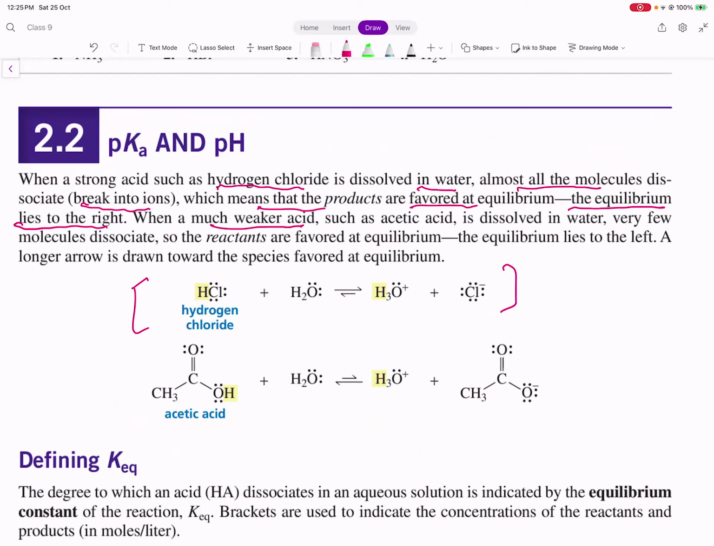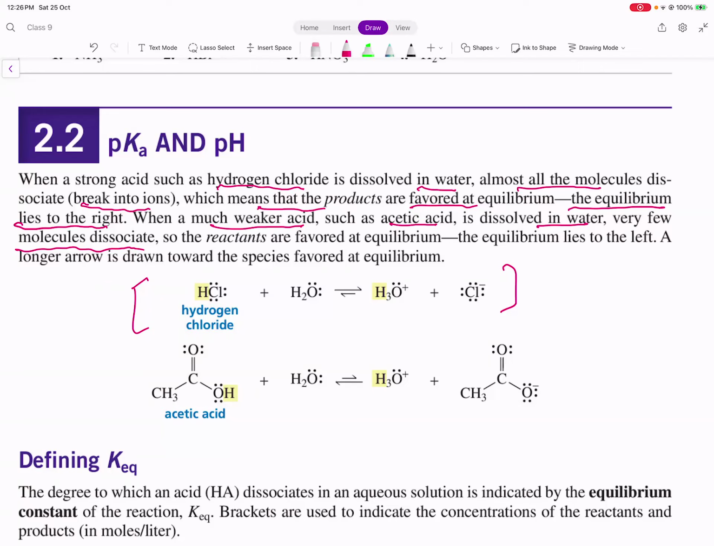When we have a much weaker acid such as acetic acid and we dissolve this in water, very few molecules dissociate because it is a weak acid. Very few will give H plus. So it is a miser acid, it is not giving money. And this other one is a philanthropic acid, it is giving its H plus.